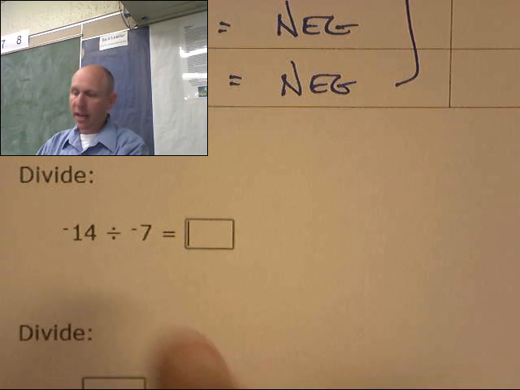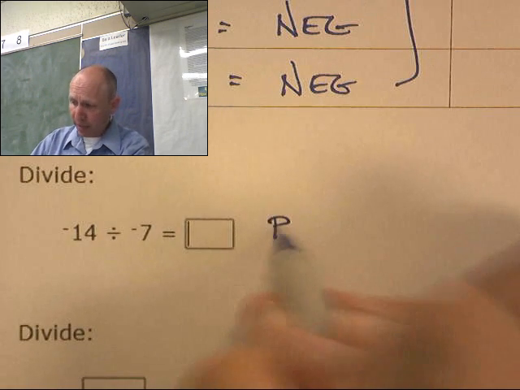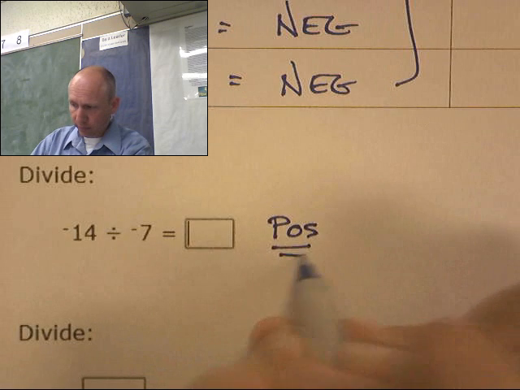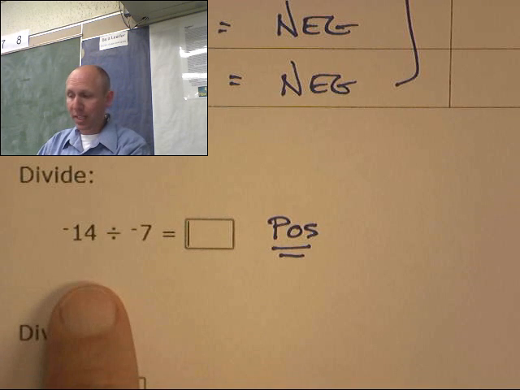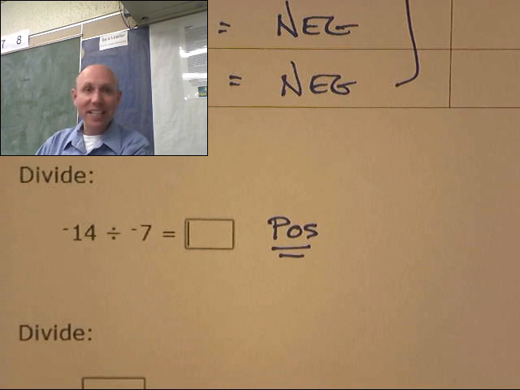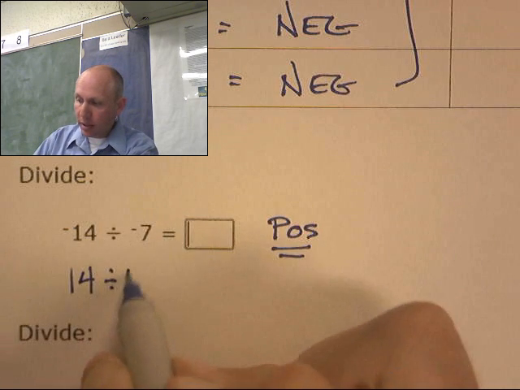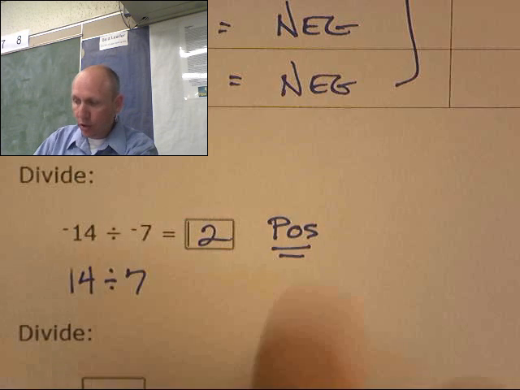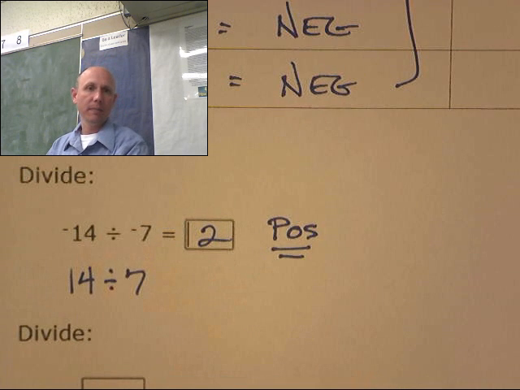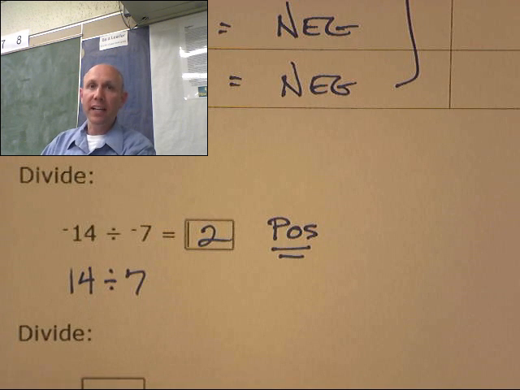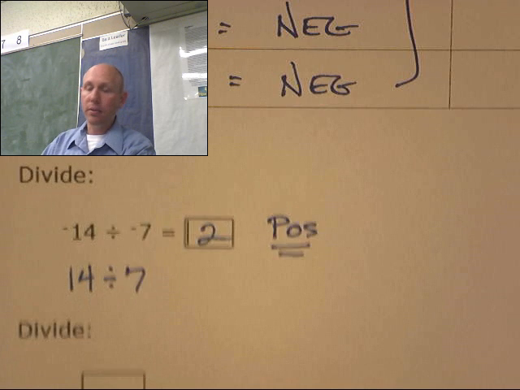Negative divided by a negative. I know my answer here is positive. This is going to be a positive answer because of the rule. So now ignore the signs. This is just 14 divided by 7. That's 2, and I know it's positive. I don't get all tripped up with the signs. I think about the signs, figure out what my final answer should be, and then I do the math.